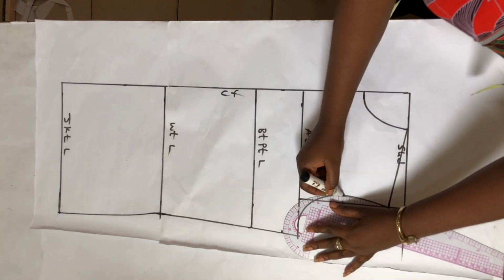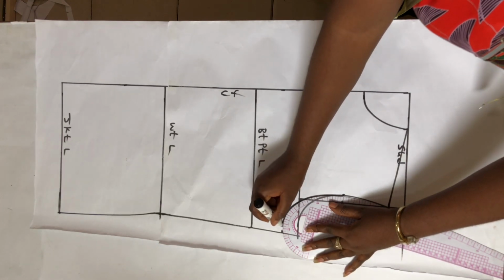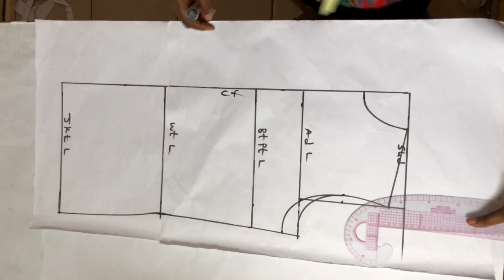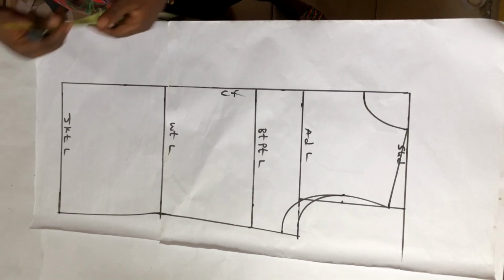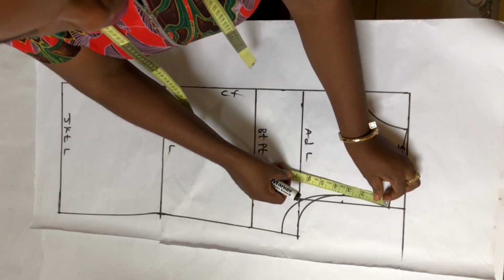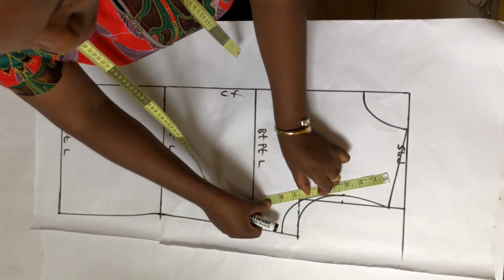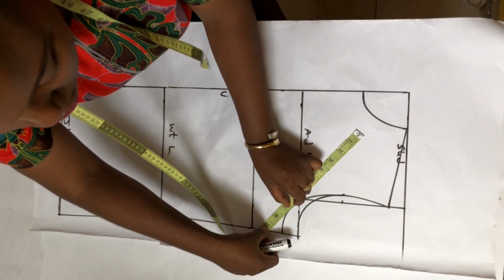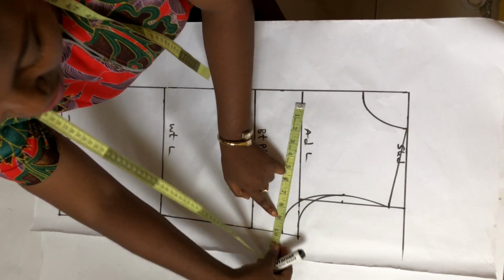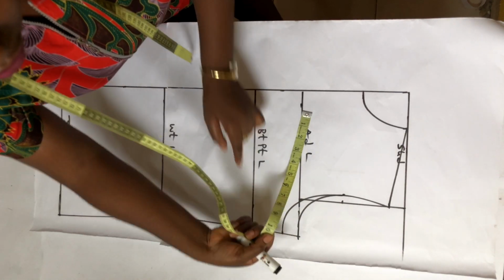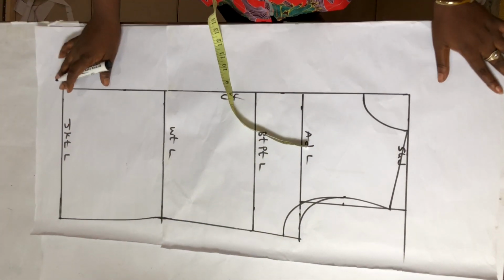I'm going to draw my curve from the midpoint to the 1 inch I measured down there. Now I'm going to measure it again. Now I have 10 inches.